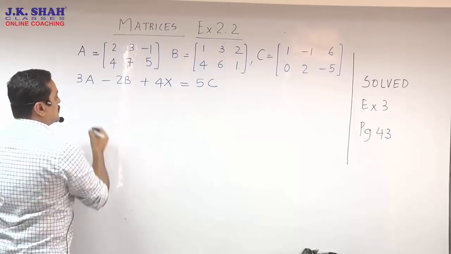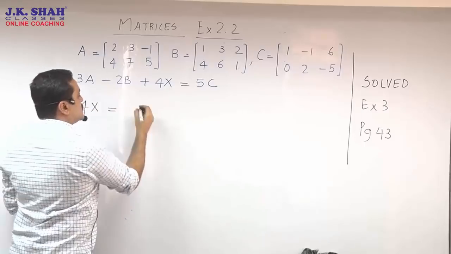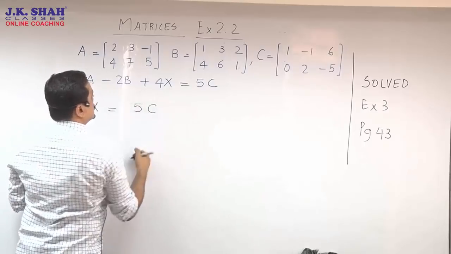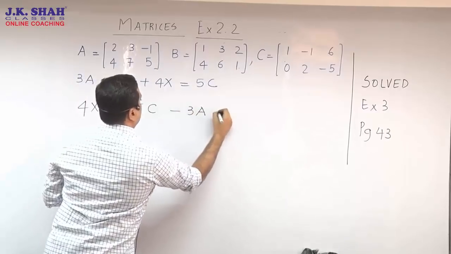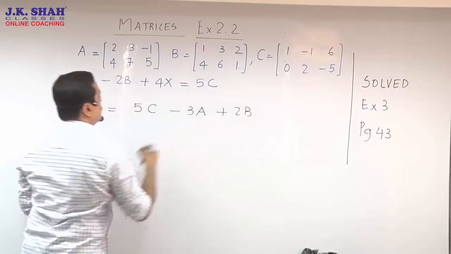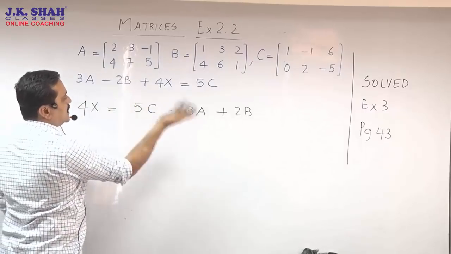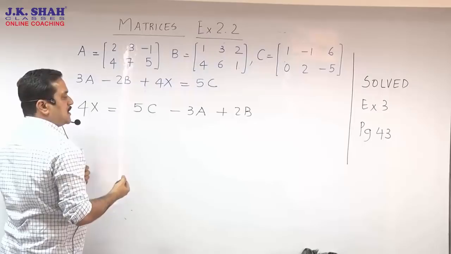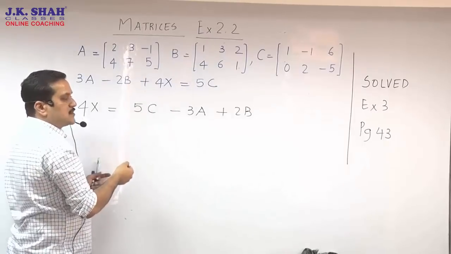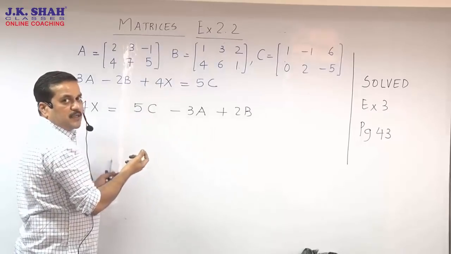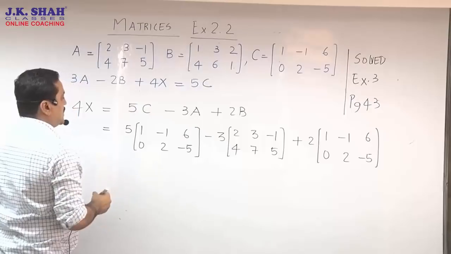Keep your 4X on this side because you want to find the X matrix, and move the rest of the terms to the other side. So 5C is on the other side, moving 3A to the other side and moving 2B to the other side. Let me move away, have a look. So 4X is equal to 5C minus 3A plus 2B. Now what is the next step? You have to bring in your matrices in this. So we bring in the matrices over here. Now all the matrices are in their place.